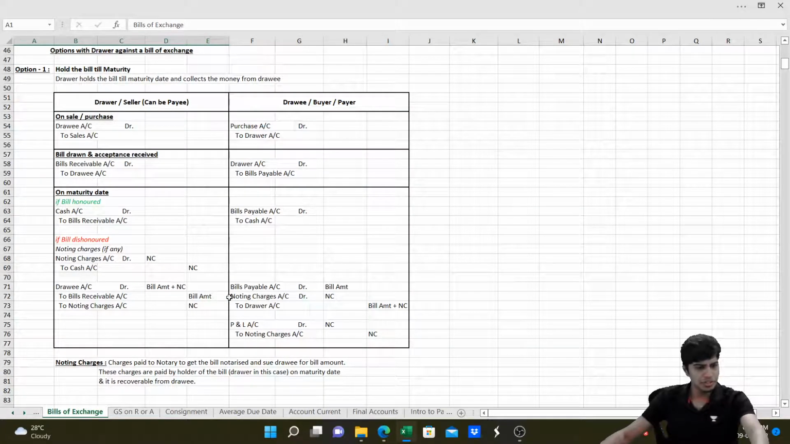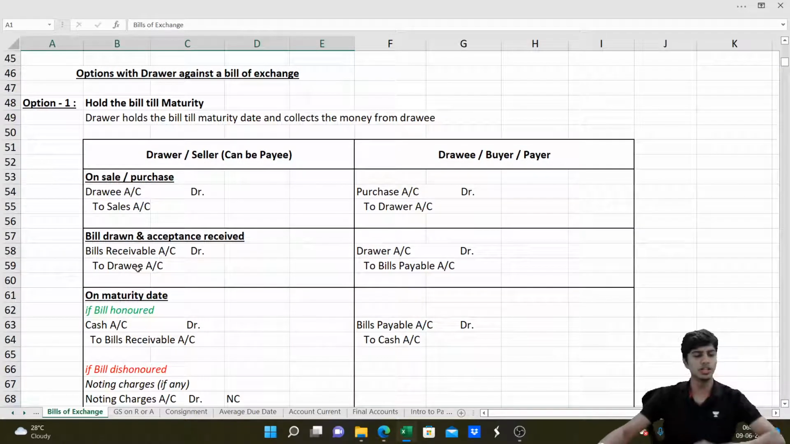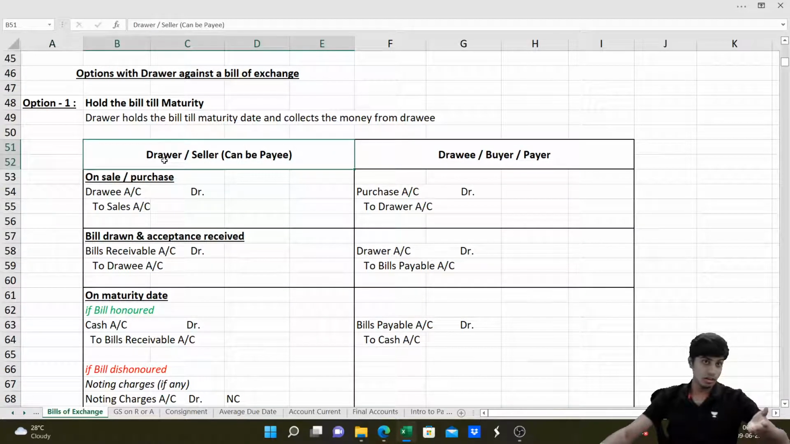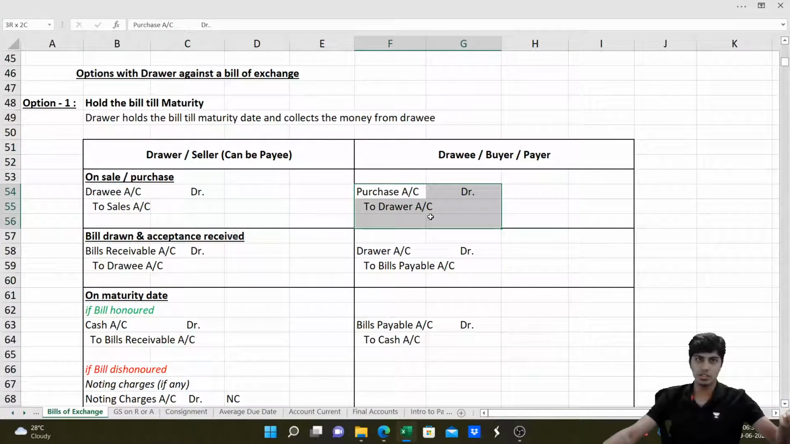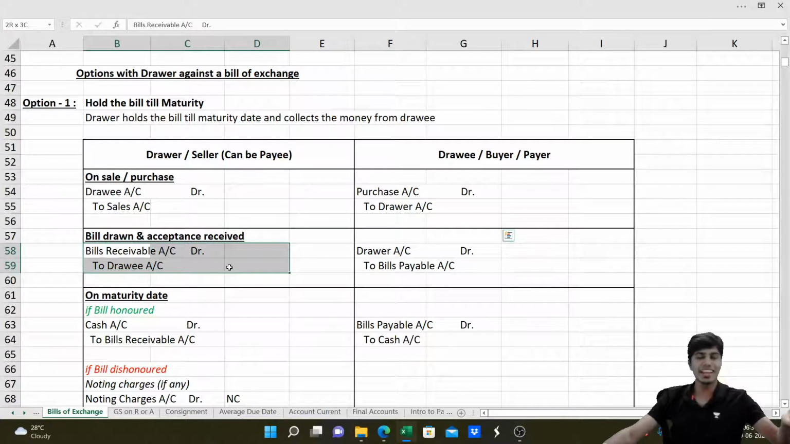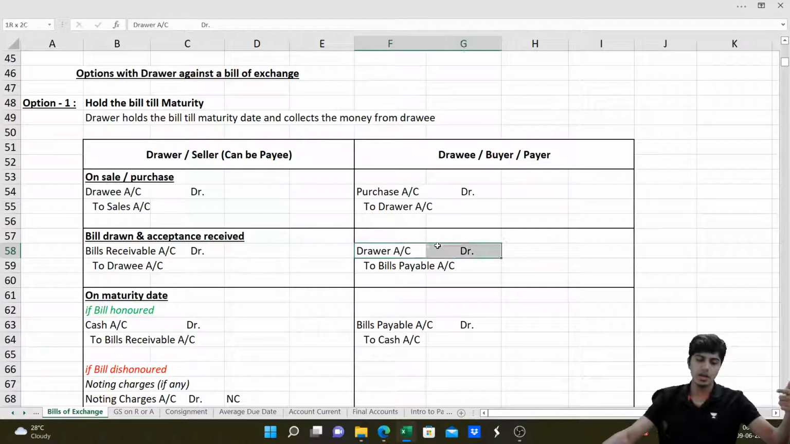This is all the computation. Yeah, these are the options with the drawer. If he holds it till maturity, when the goods were sold, the drawer, the seller, will write the entry drawee to sales, and the drawee will write purchase to drawer. When the bill is received, he'll write bills receivable, an asset received, to drawee. The drawee will write it as a liability to the drawer, so he'll write bills payable credit, drawer debit.